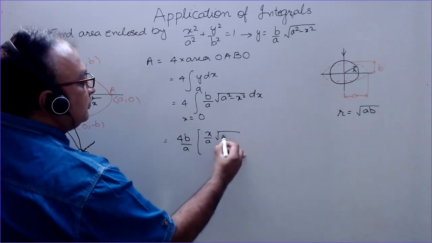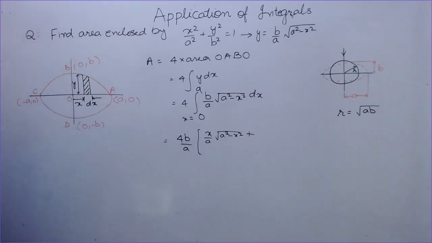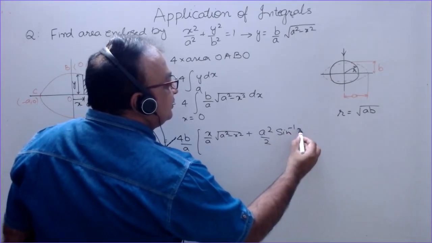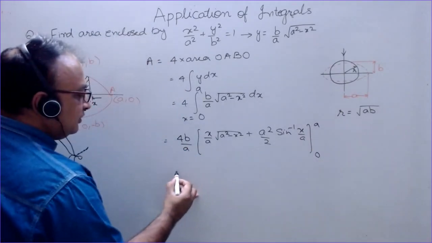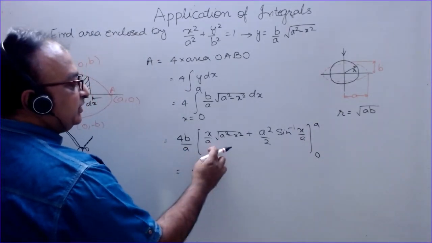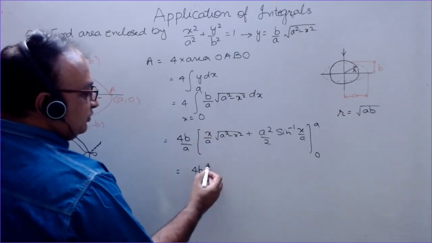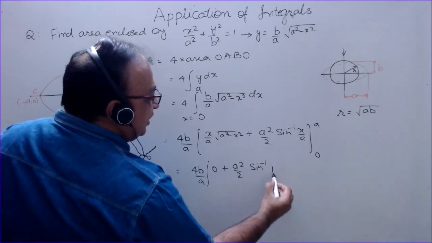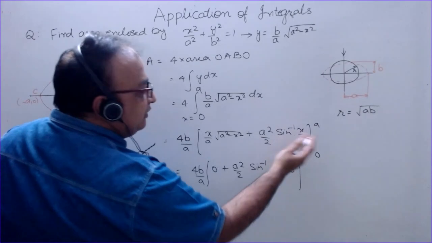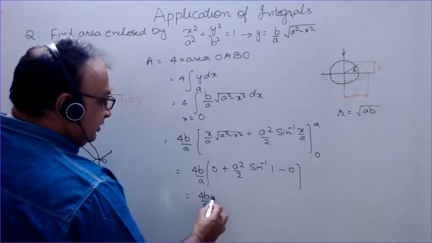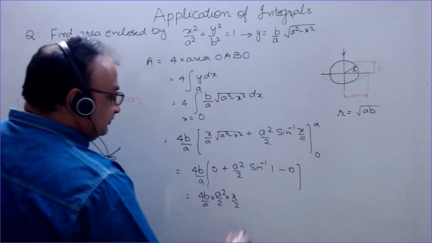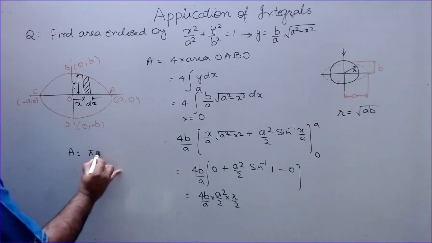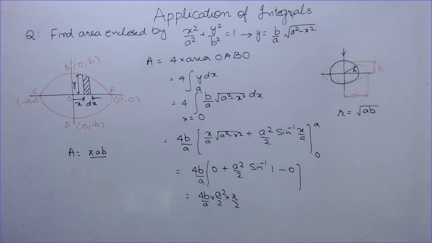x by 2 root a square minus x square plus a square divided by 2 sine inverse x by a, and 0 to a is the limit. So 4 b by a. If you put x equal to a here, this will be 0, and x equal to 0, this is 0, so this is 0, plus a square by 2 sine inverse 1, a by a, minus 0. Sine inverse 0 is 0. So 4b by a into a square by 2, sine inverse 1 is pi by 2. So this whole area is equal to pi AB. Pi AB is the area enclosed by this ellipse.